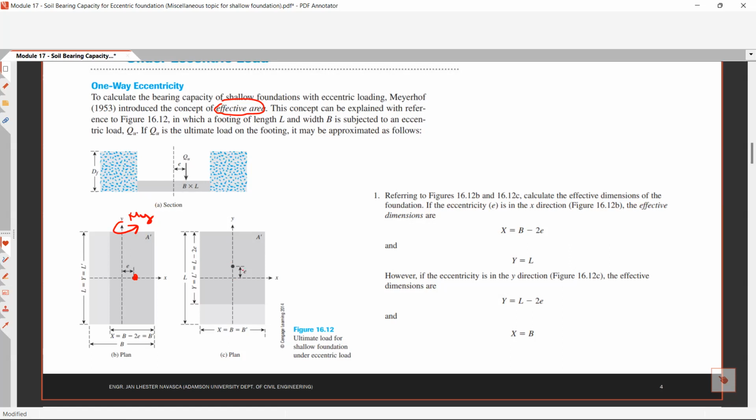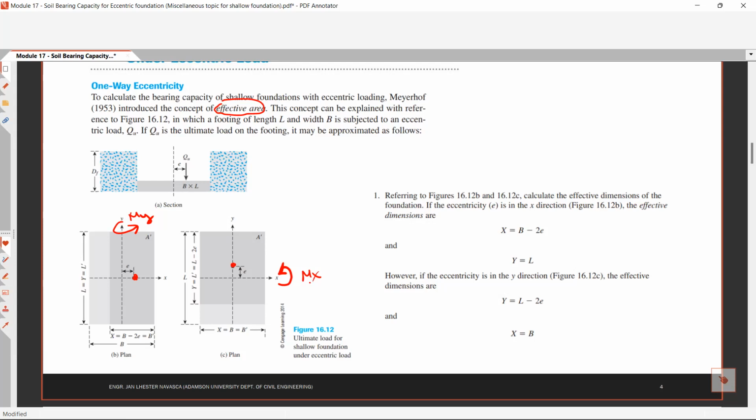And this one will cause a moment in X. So isipin mo ulit yung bangka. Ito yung center line ng bangka. Point load ka dito sa isang side. Anong mangyayari sa bangka? Aangat itong side na to. So this will cause a moment on X-axis. Again, the moment in Y, the eccentricity is in X. The moment in X, the eccentricity is on Y-axis. Okay, baliktaran sila.